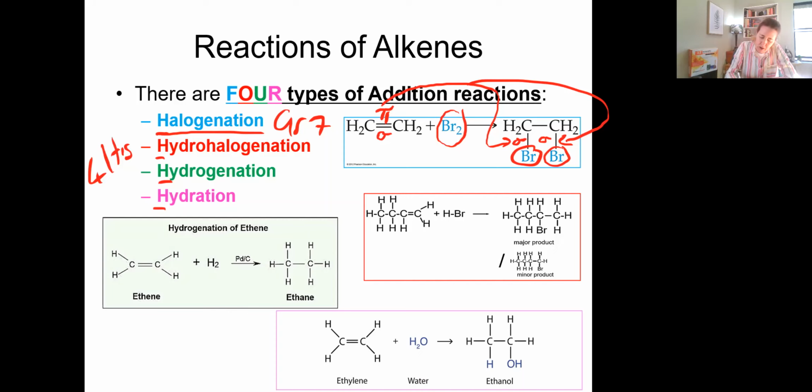Now, with hydrohalogenation, of course, you're going to add a hydrohalogen. So it's something like HBr or HCl, HI, HF, right? Any sort of acid we call a hydrohalogen. And if that adds on to the pi bond, it opens up and it adds on to those two adjacent carbons. We call it hydrohalogenation. You get two products, a major product and a minor product. And I'm going to explain to you what the difference is.